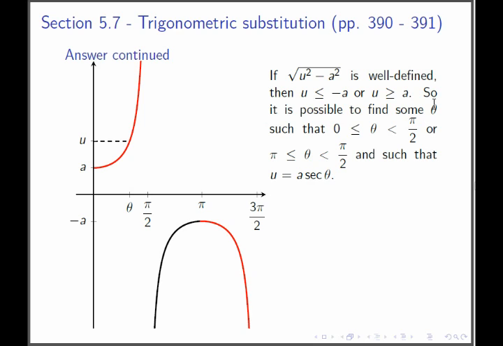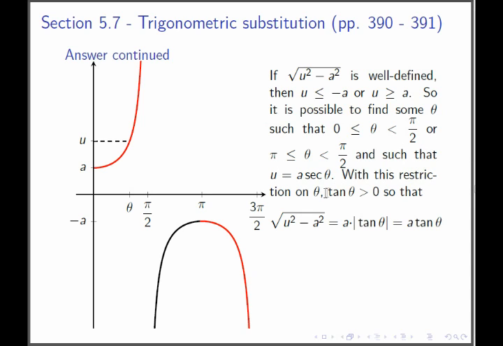And we can see here then that it is possible to find some theta in those two separate intervals such that u equals a secant theta. And with this restriction on theta, we see that tangent is positive, so that this simplifies like we wanted to.